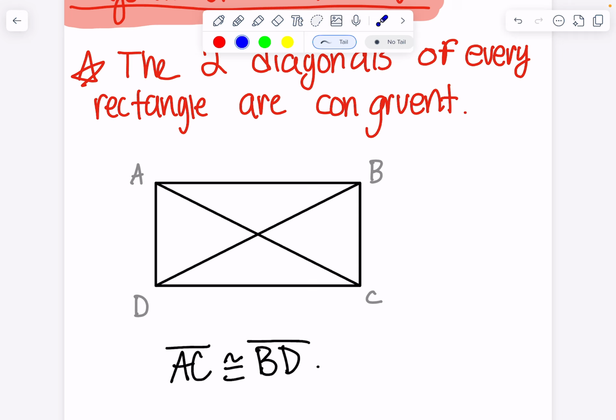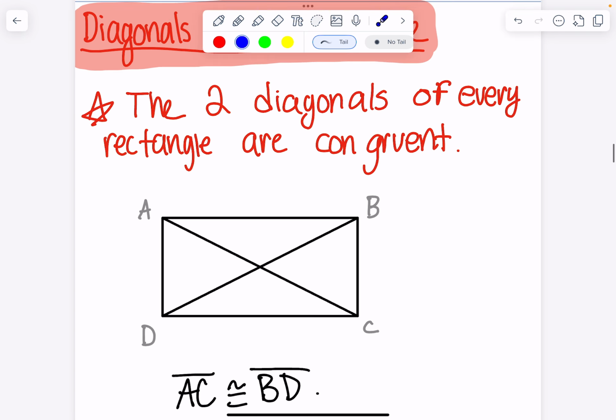You may not see it now, but whenever you get to writing proofs regarding rectangles, this allows us to show some pretty cool things. In your homework, you're doing a 2-column proof that's going to use properties of rectangles. You've got to know about bisecting diagonals, all this sort of stuff. And this may or may not show up as one of your quote-unquote reasons in your proof.